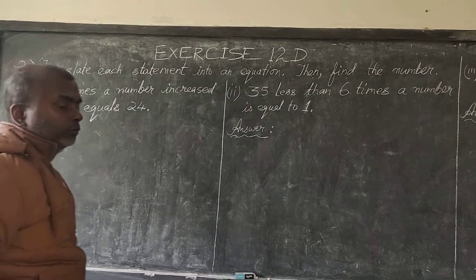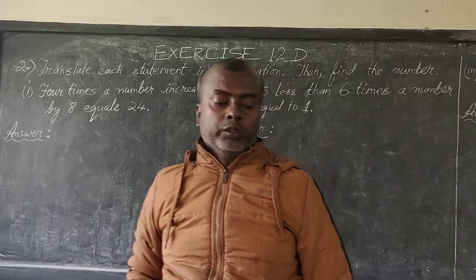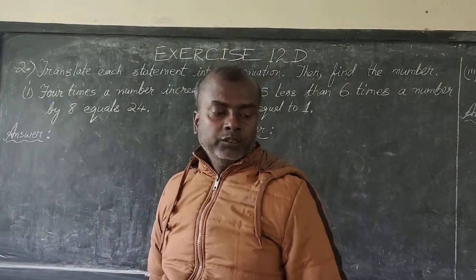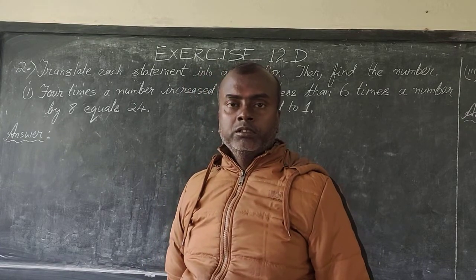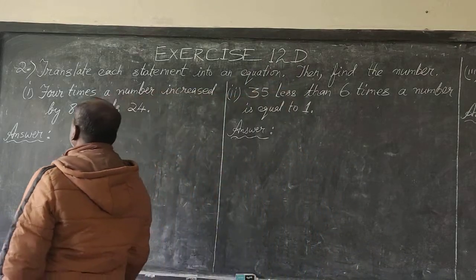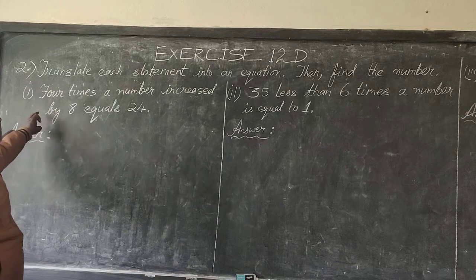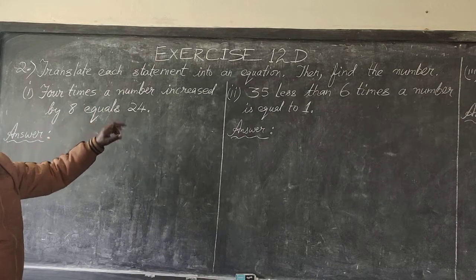Okay, now coming to question number 2. This was similar to the questions that you have done in exercise 12C. Okay, you read the sentence, you make an equation, and then solve the equation. So here is the question. First question: 4 times a number increased by 8 equals 24.